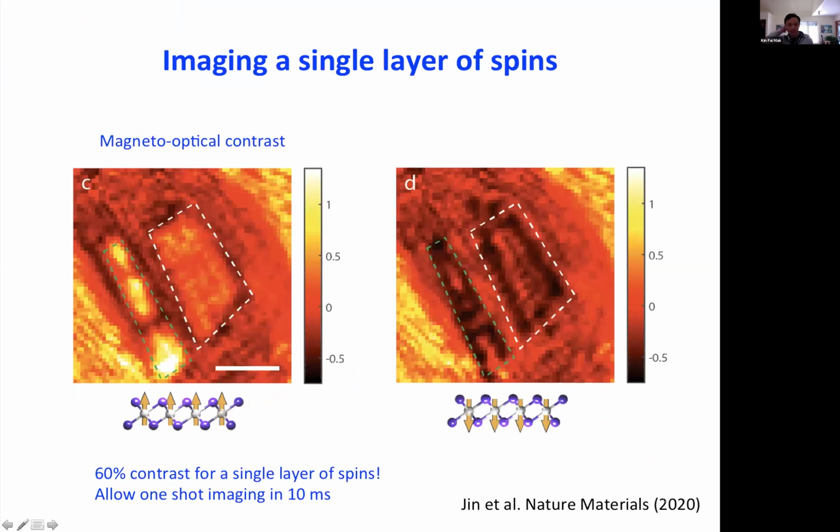Let's see how it works for a simpler system, just a single layer of magnet. There are not many spins in this system. It's a single layer of spins. When we polarize the spins to all up, you can clearly see a brighter contrast at the sample region, which is bounded by this dashed line. And if you polarize the magnet to the down direction, then you see a darker contrast compared to the background, which is expected.